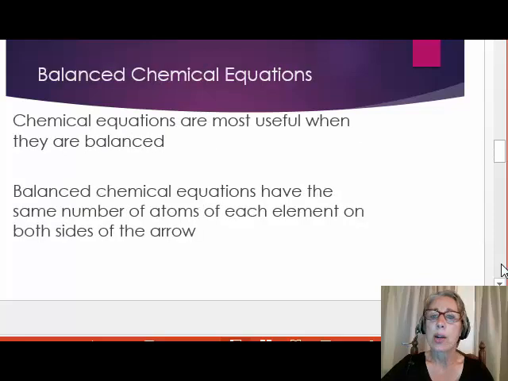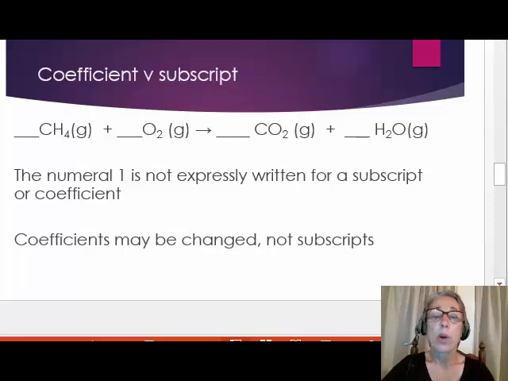Chemical equations that obey the law of conservation of mass are known as balanced, and balanced chemical equations are generally the most useful form of an equation. A chemical equation is balanced when it has the same number of each type of atom on both sides of the arrow. When we consider a chemical equation, it is important to distinguish between the coefficients and the subscripts.